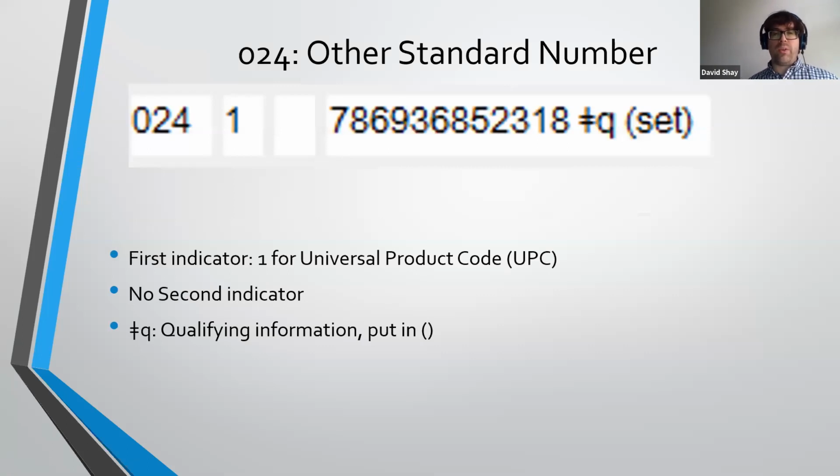024 is other standard numbers. 020 is an ISBN number. 024 is going to be for any kind of other standard number that you might have on your object. In this case, I've got subfield 1 for universal product code. This is the UPC code on this item. And then I've got a subfield Q, and in parentheses, I've got other qualifying information. So this is the UPC code for this set rather than an individual thing. So this, if you have separate DVDs versus a box set.